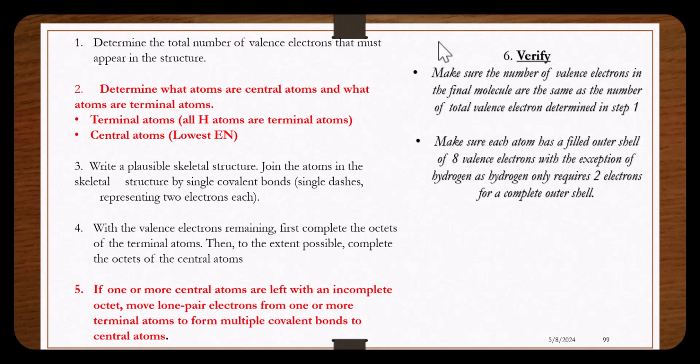In the second step, we determine what atoms are central atoms and what atoms are terminal atoms. All hydrogen atoms are terminal atoms. Central atoms are usually the atoms with the lowest electronegativity.